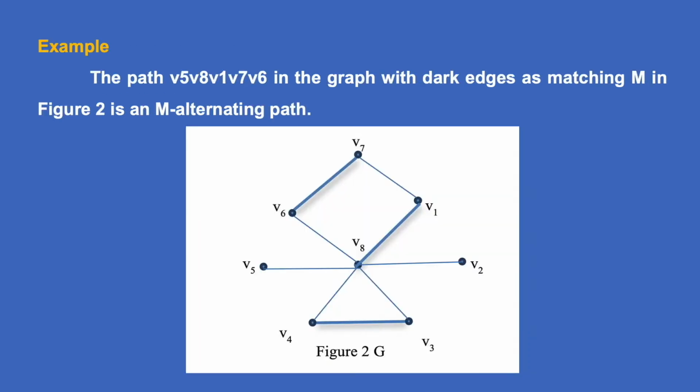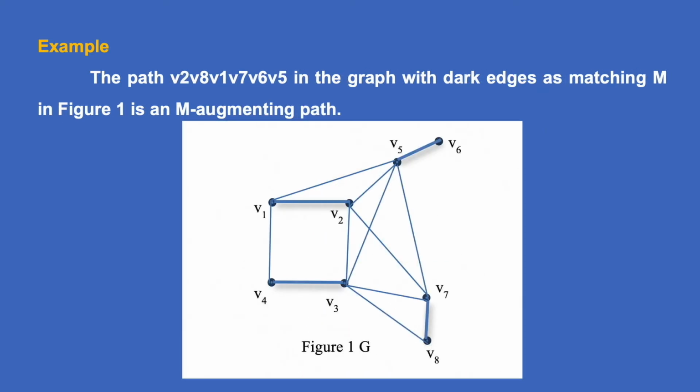So, the example of an M alternating path in a graph is as follows. The path V5, V8, V1, V7, V6 in the graph with dark edges that we considered in the second example is an M alternating path. Let us see the example of an M augmenting path right now. The path V2, V8, V1, V7, V6, V5 in the graph that we considered in the first example is an M augmenting path.